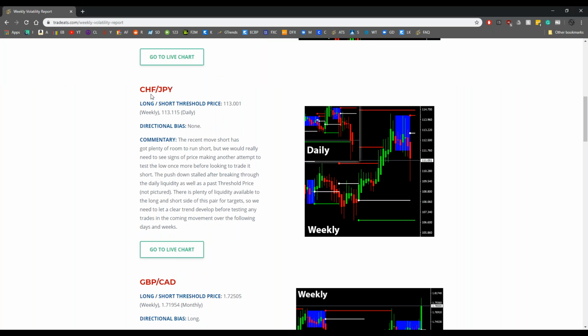Okay, our next pair was the franc versus the yen. We did not have a directional bias on it because there wasn't really a whole lot out of this. It was a little bit unclear. We'll go over that though.